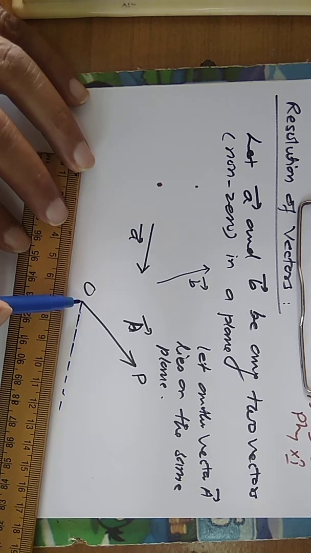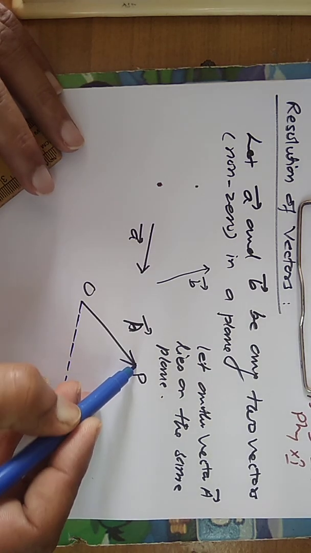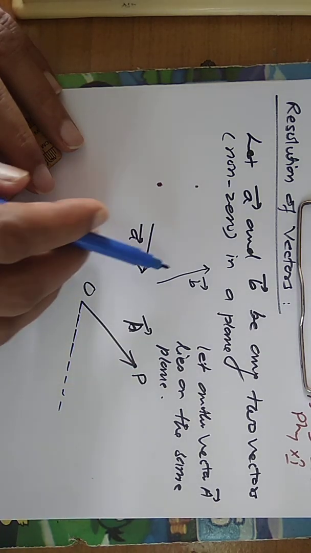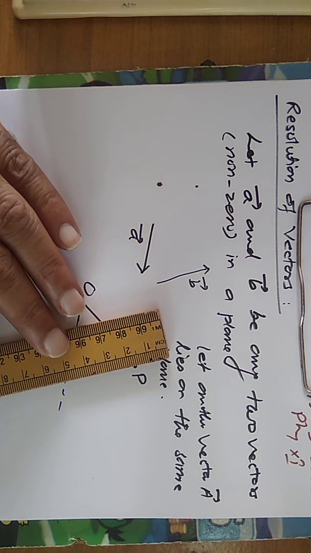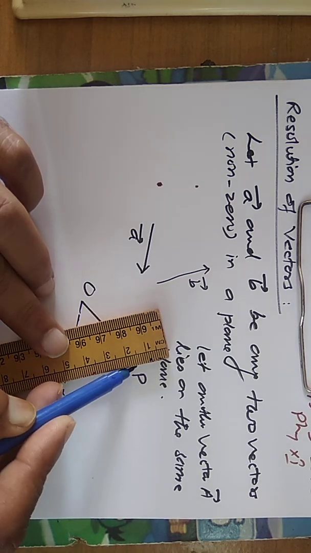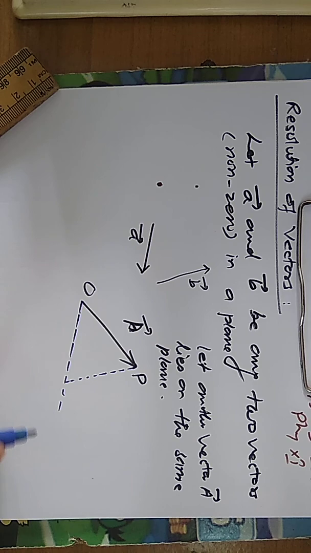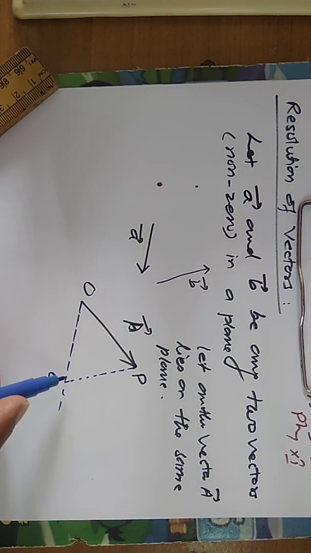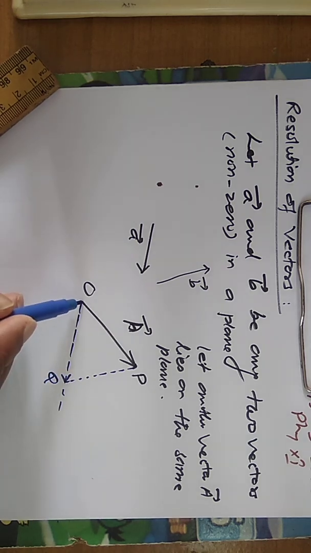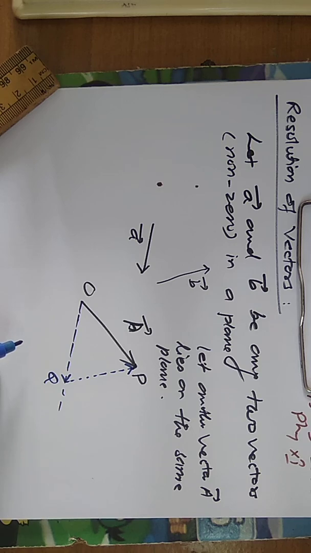O is the tail of the given vector A. And now, starting from P, draw another line which is parallel to vector B. Let them intersect at a point, say Q. Now put an arrow from O to Q and then from Q to P.